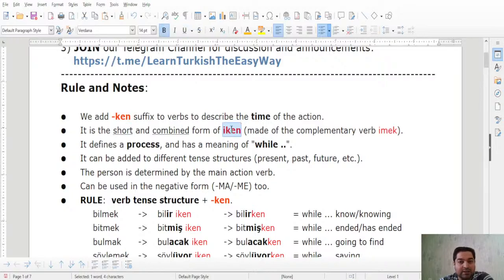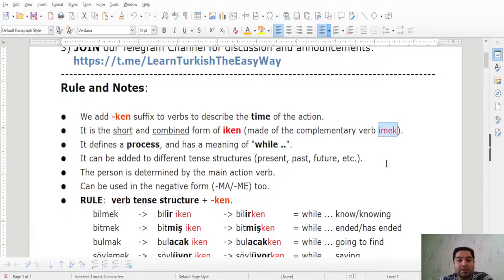Short, because the full form is iken. Iken is made of the complementary verb imek, and if you ask what imek is, we already have the verb to be as olmak, to become, to be. But in cases where you talk about the verb to be in the past tense, for example, babam hastaydı, my dad was sick, you don't say babam hasta olmuştu. Olmak is not used there. We use this imek, idi. So idi, imiş, ise are three forms of this imek verb.